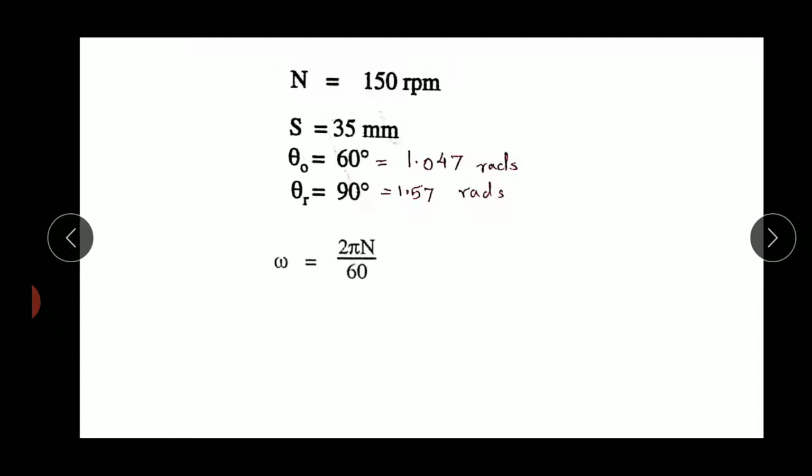So calculate the angular velocity, as the angular speed is given. You can easily calculate the angular velocity. Put N as 150 rpm. So angular velocity comes as 15.7 radians per second.